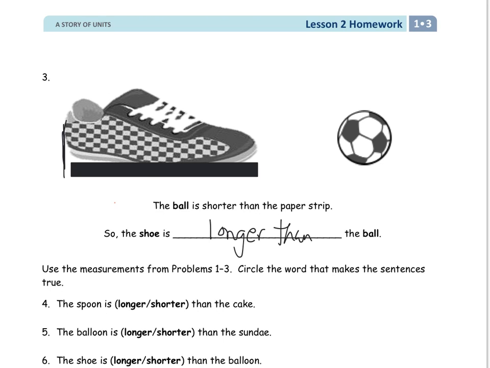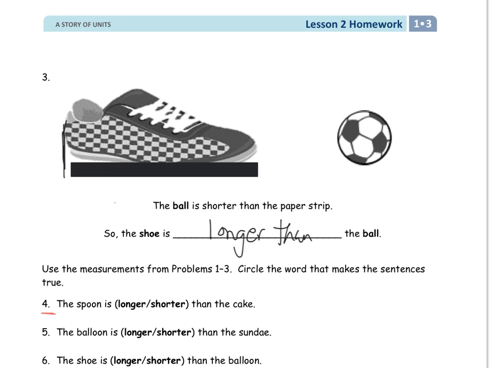So now what you're going to do is use the measurements from problems 1 through 3 to circle the word that makes sense. And you're comparing two different things now. So for 4, if we look down here, the spoon is blank than the cake. And you can use that by using your 9 centimeter paper or by matching up the different shapes on there.